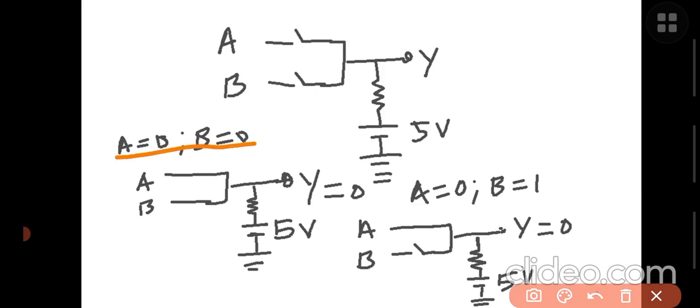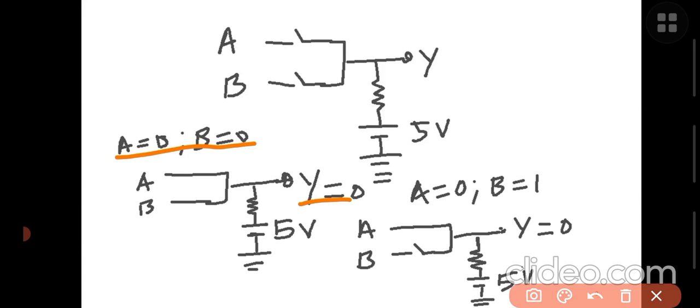both the diodes are in forward biased condition. So when both diodes are conducting, we don't get the output, that is output is 0. A equal to 0, B equal to 0 means both diodes are conducting. As a result, the output is 0.